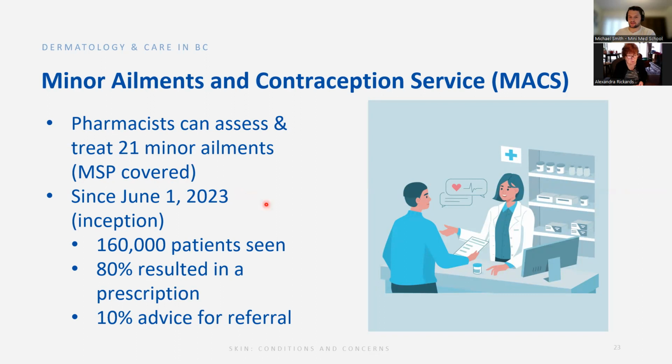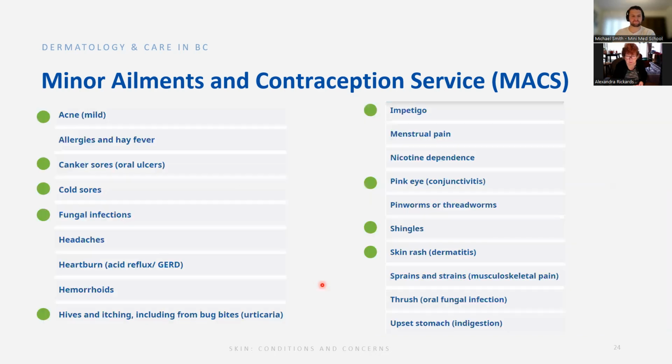They recently released some stats for this program since it first began. Since that time, over 160,000 patients have been seen, and about 80% of those visits resulted in a prescription and 10% got advice to seek further care. While the majority of these visits were things like urinary tract infections and contraception counseling, a large number of the conditions that pharmacists are able to treat are skin conditions. I have a list on the next slide for your information as well.